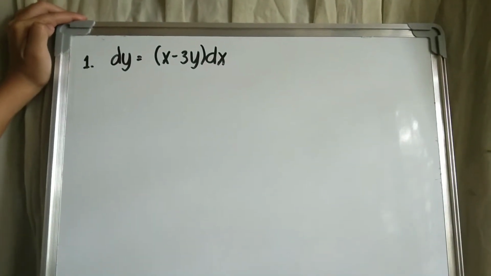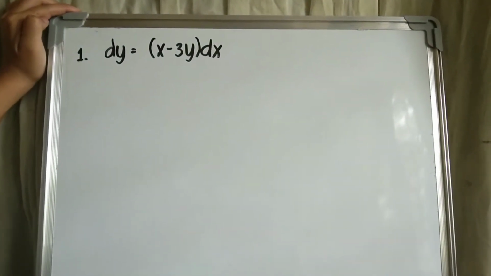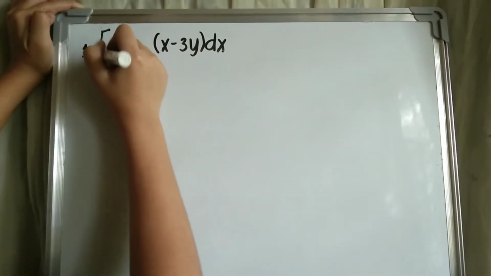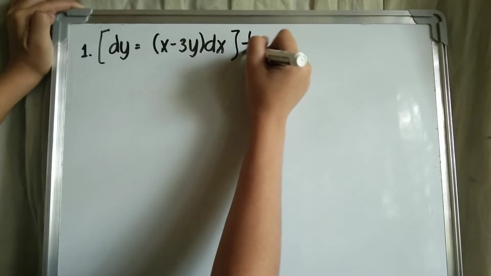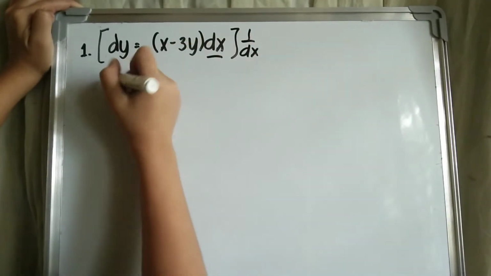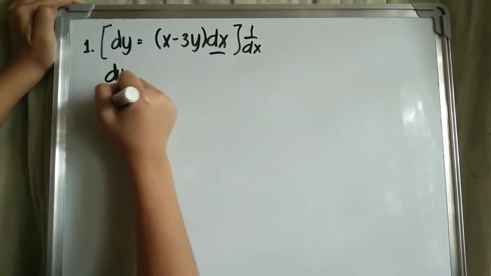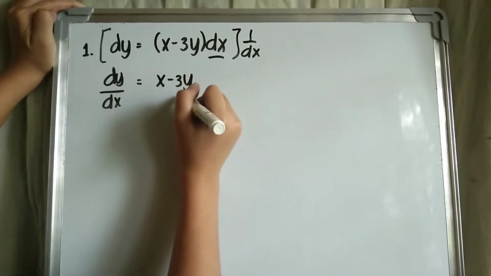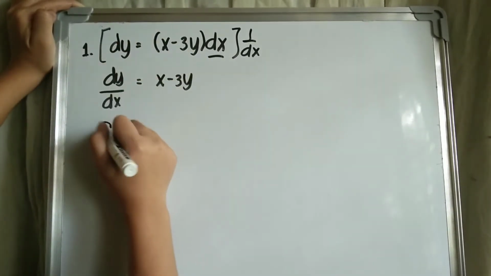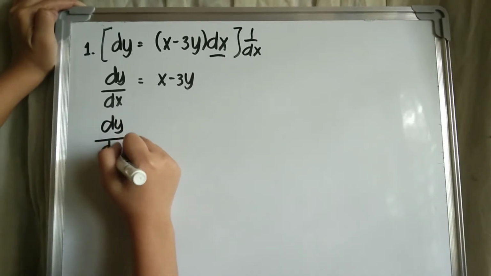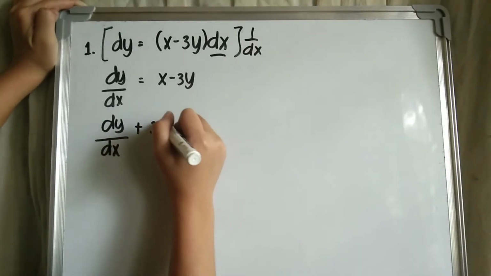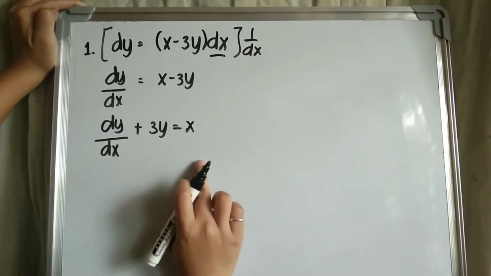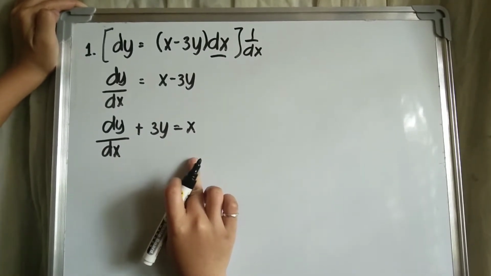Example number 1: dy = (x - 3y) dx. First is to transform this equation into a standard form. We will divide both sides by dx to eliminate the dx here. This will become dy/dx = x - 3y. We will transpose -3y to the left side. This will become dy/dx + 3y = x. So this is now our standard form, which means our equation is linear in y.